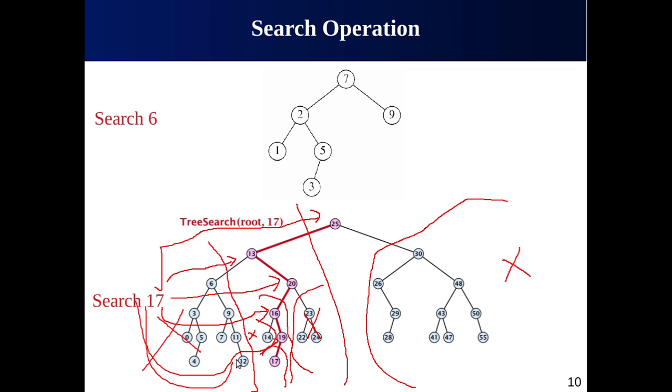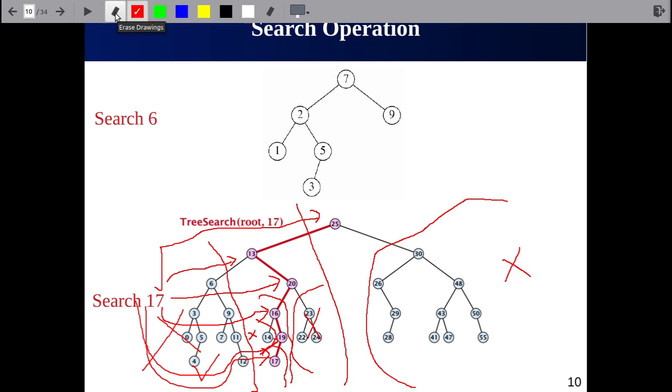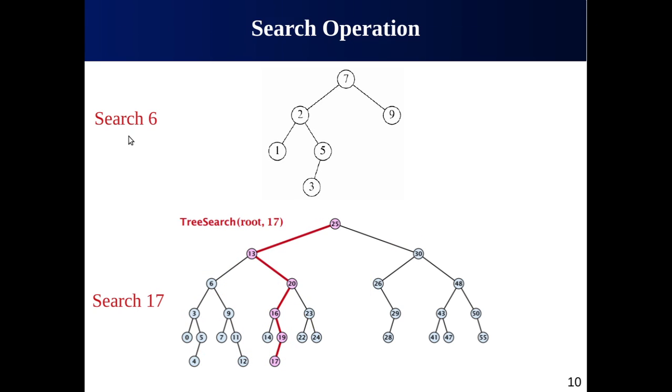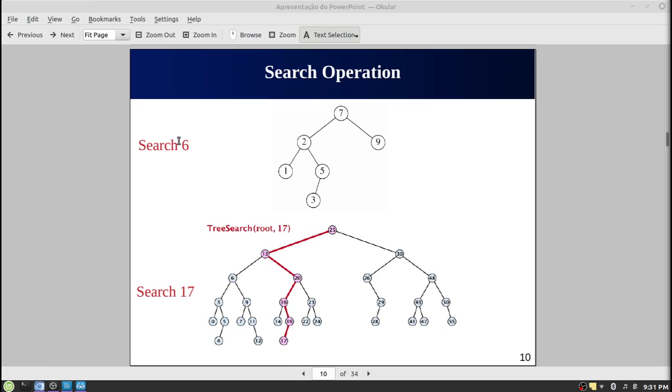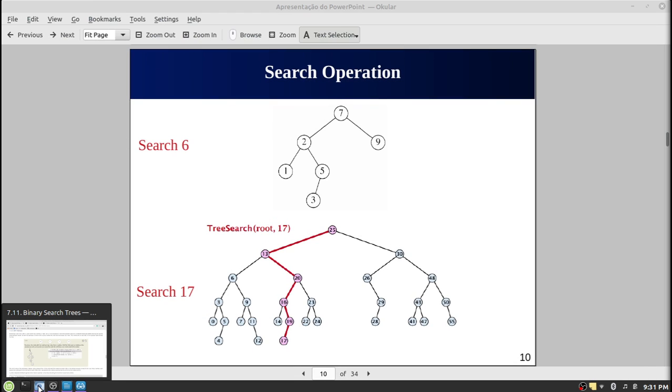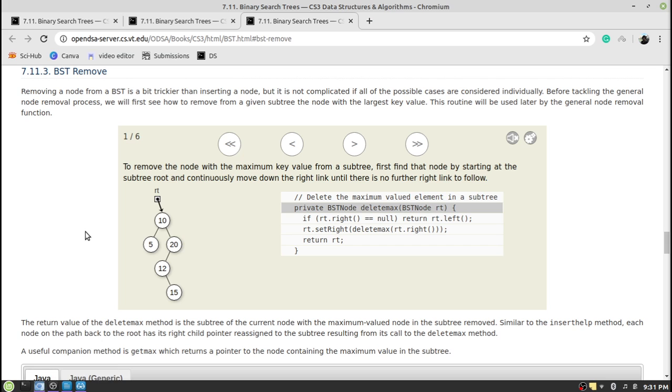Now compare 17 with this parent. Oh, 17 is equal to 17. We have found the item. So our search in this case is successful. So this is how we actually search a binary search tree. This is the standard process for searching for an element in a binary search tree.